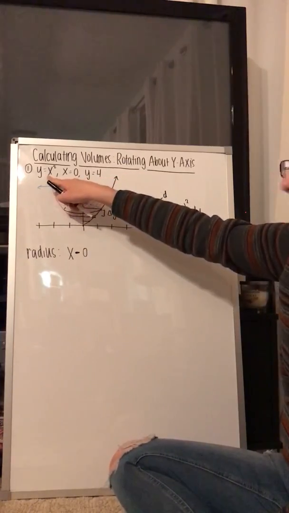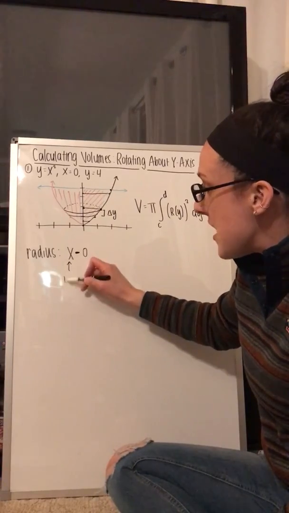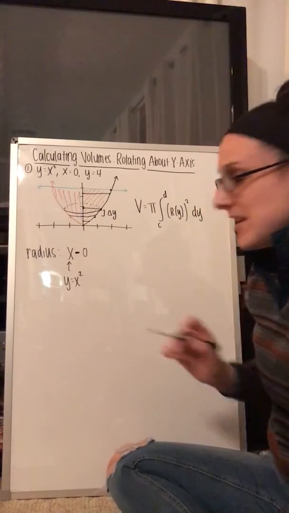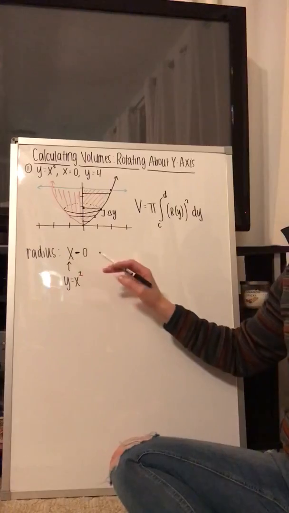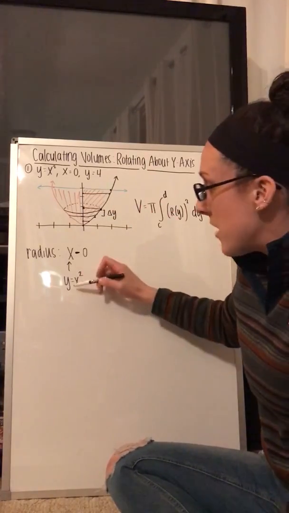Well, I've got a function up here, right? y is equal to x squared. What if I were to take this y is equal to x squared and get it in terms of x, so then I could know what the radius of this actual three-dimensional figure is going to be when I rotate it.